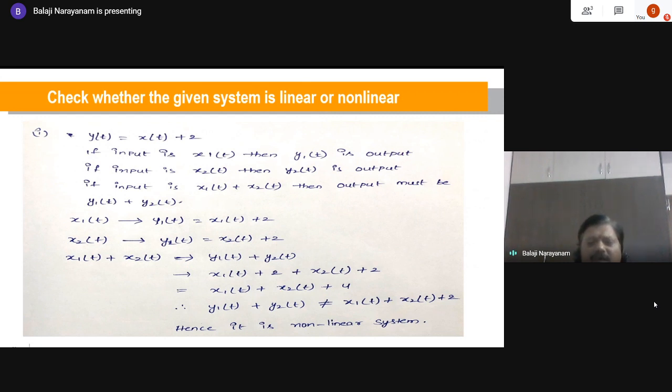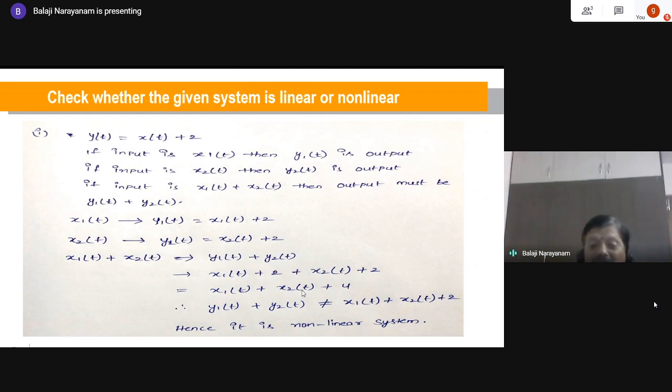Now try to compute. y1 of t is, as we had taken, x1 of t plus 2. So substitute in place of y1 of t, x1 of t plus 2. In place of y2 of t, you may substitute x2 of t plus 2. As a result, we got x1 of t plus x2 of t plus a value 4.